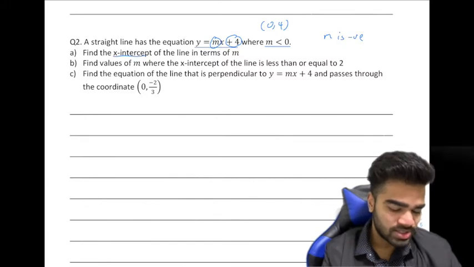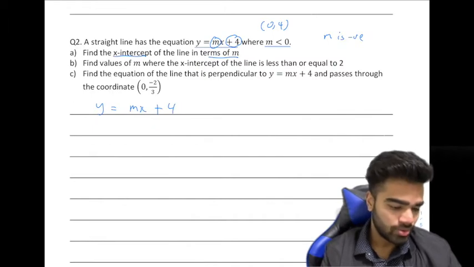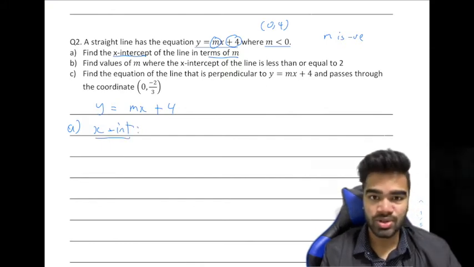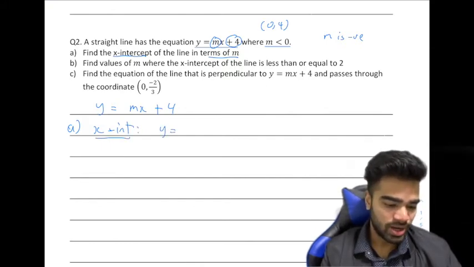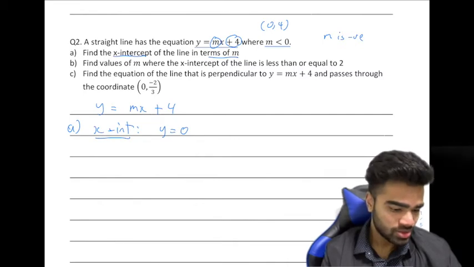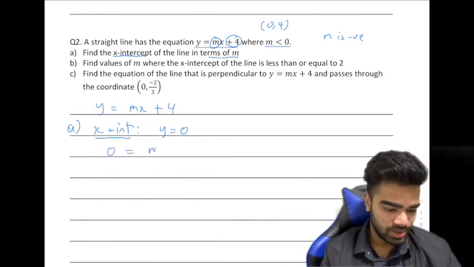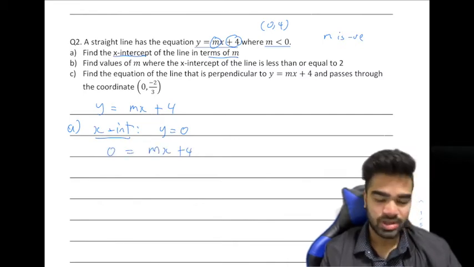All right, so let's do it. Find the x-intercept of the line in terms of m. So our equation is y is equal to mx plus 4, and part A is asking us to find the x-intercept. This is the same as we've been doing so far. For the x-intercept, you make the y value equal to 0. So 0 is equal to mx plus 4, and just solve for this.